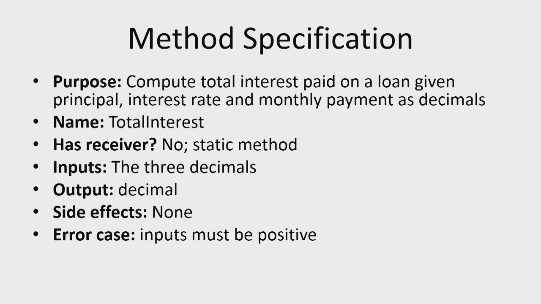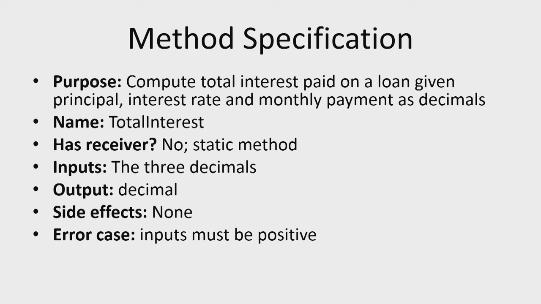All right, so I want another method. We have methods now to do the first part of the problem, to read in the principal and the interest rate and the monthly payment. I now want to solve the simpler problem of what's the total interest that I'm going to pay on this loan over the lifetime, given those three quantities. So that sounds like a good job for a method. I'm going to call my method total interest. What are its inputs? The inputs are those three values. What are its outputs? A decimal value, that is the total interest paid over the lifetime of the loan. The inputs have to be positive numbers. We know that. No side effects.